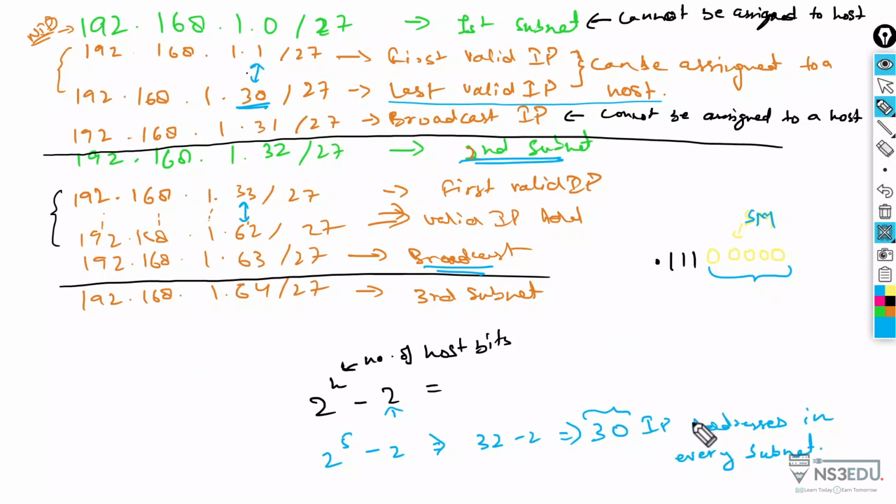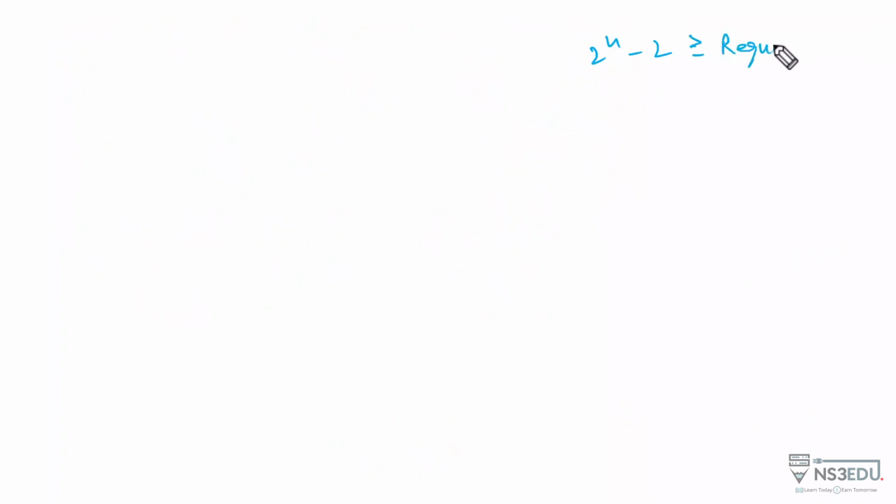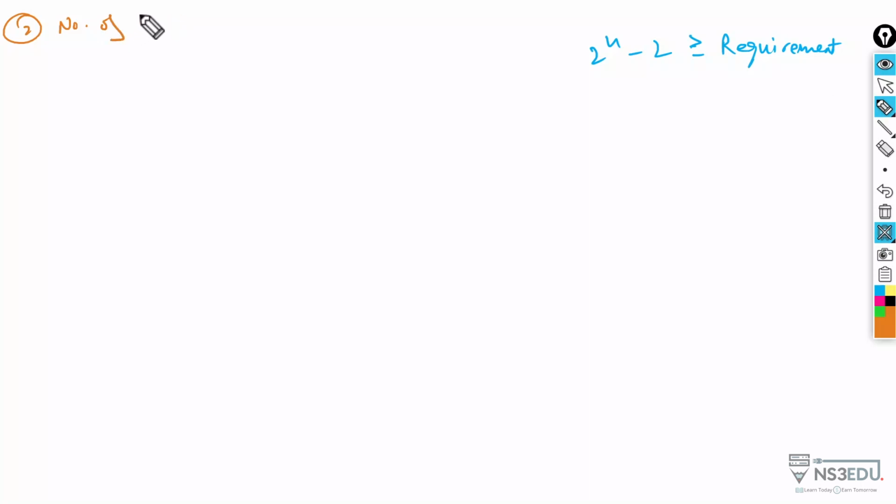All right, now remember this formula. I'm coming back to it. 2 raised to the power h minus 2 should be equal or greater than your requirement. Now I am talking about the second method, that is by the number of hosts. You can do subnetting according to the number of hosts also.